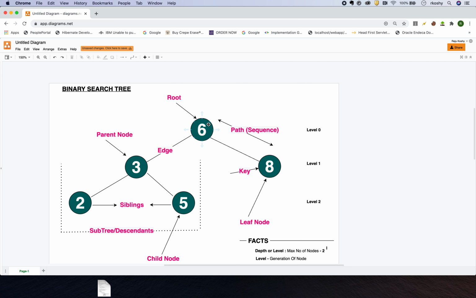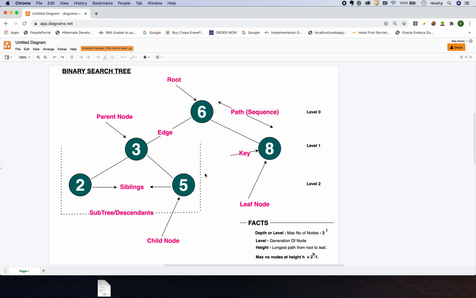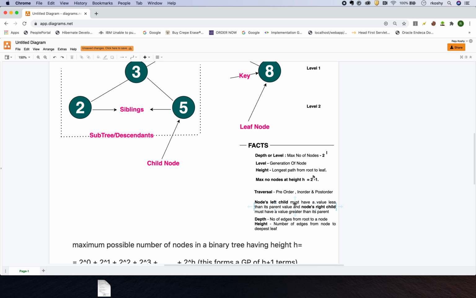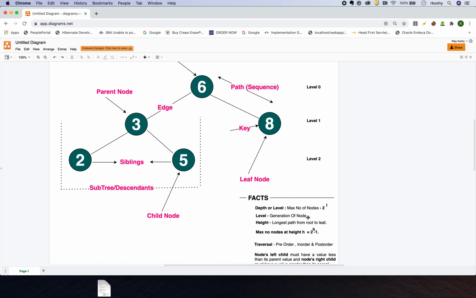When a 2 comes, it compares with 6 and is pushed to the left, then it compares with 3 and is pushed to the left again. So this is the ground rule for the binary search tree. Whenever an insertion happens, a node's left child must have a value less than its parent value, and a node's right child must have a value greater than its parent. That's the ground rule.